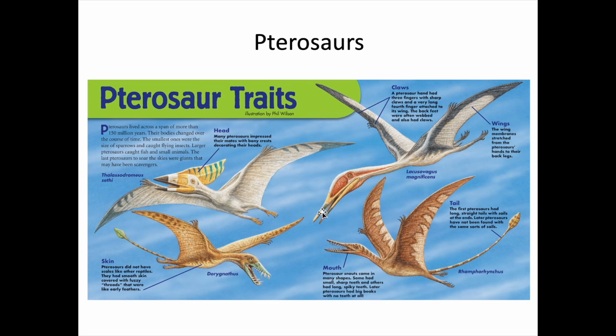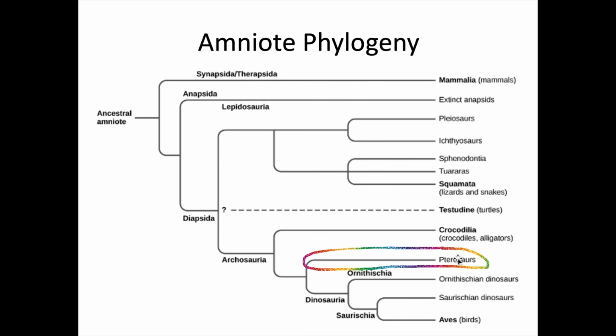Pterodactyl is a specific group of these things. The term pterosaur throws a wider net around a lot of these because they have some pretty big diversity in their bodies. But these are flying reptiles. Notice these flying reptiles are not closely related to birds. Birds did not evolve from pterosaurs. They evolved from a specific group of dinosaurs.